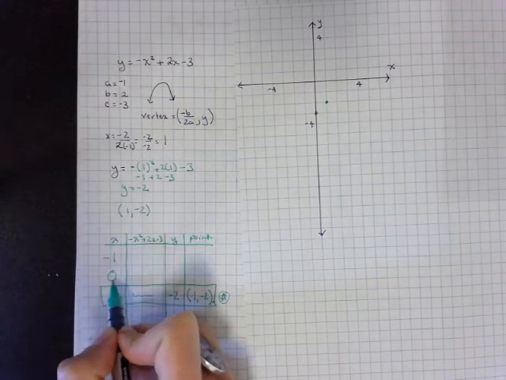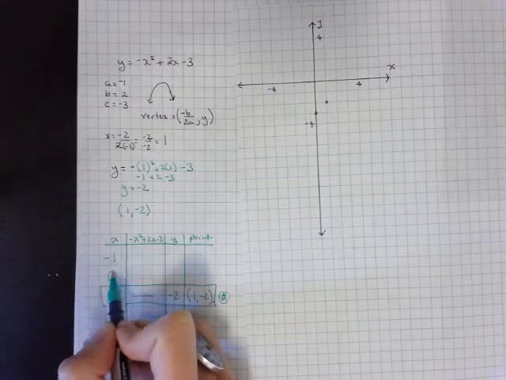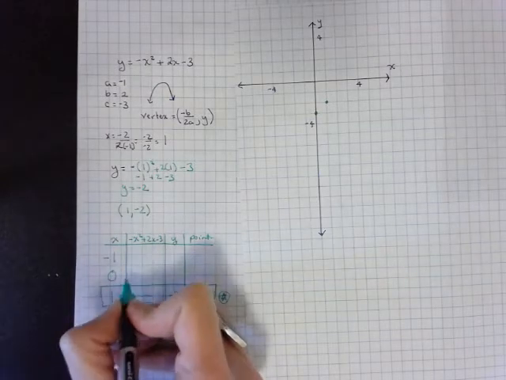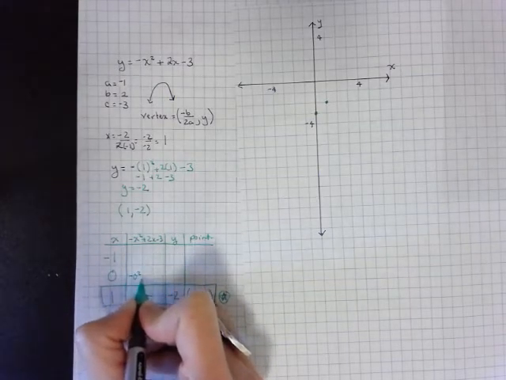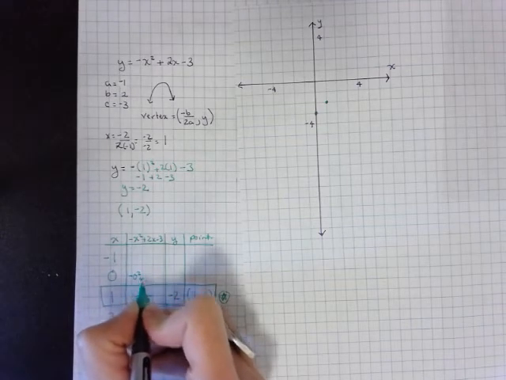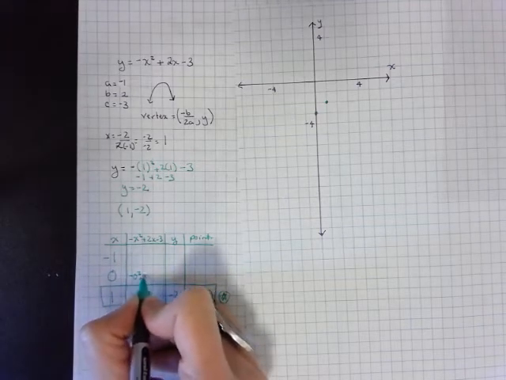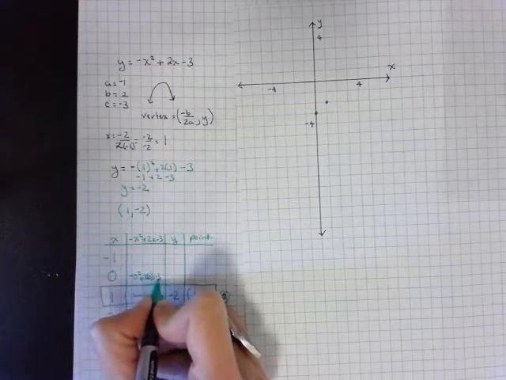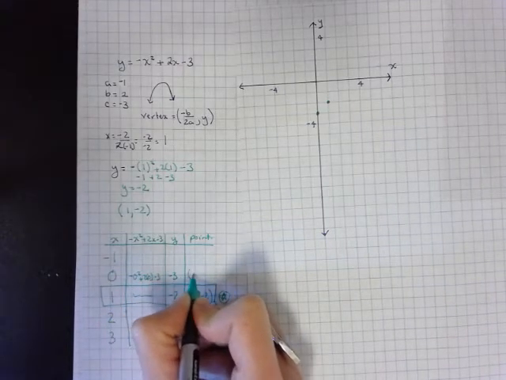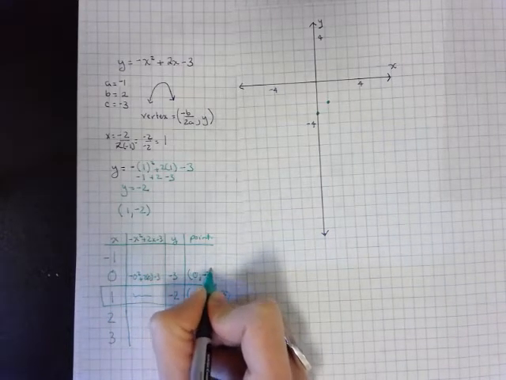Well, we already know what this one is because this is going to be the y-intercept when x is 0. But let's just put it in anyway. So we have negative 0 squared plus 2 times 0 minus 3. And that's going to get me negative 3. And that's going to be my point.